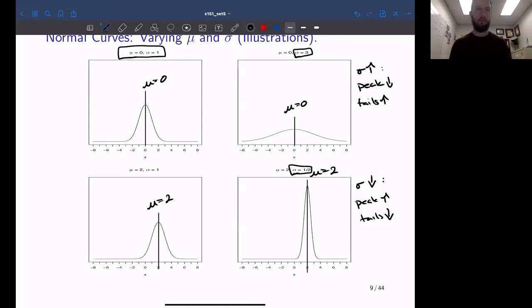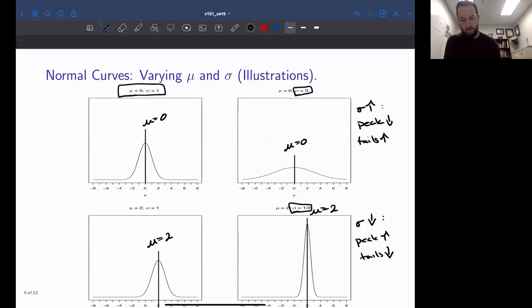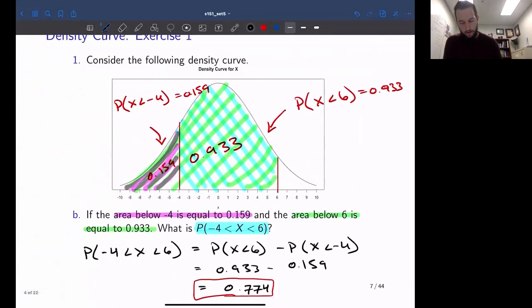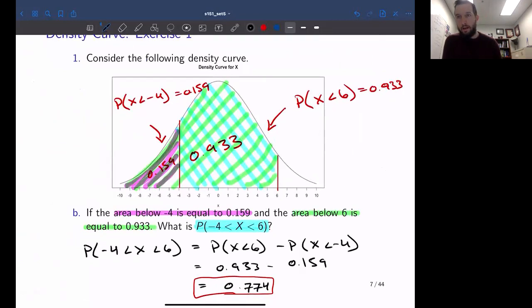Okay, so the question is, if we are only given one area, do we subtract it from 1? It depends on what you're looking for. If in the previous illustration, for example, you only had one area here and you still wanted the probability that x is between -4 and 6, it would be impossible to solve. So it just depends on what the problem is asking for. If you're not given enough information to solve it, then you can't solve it.